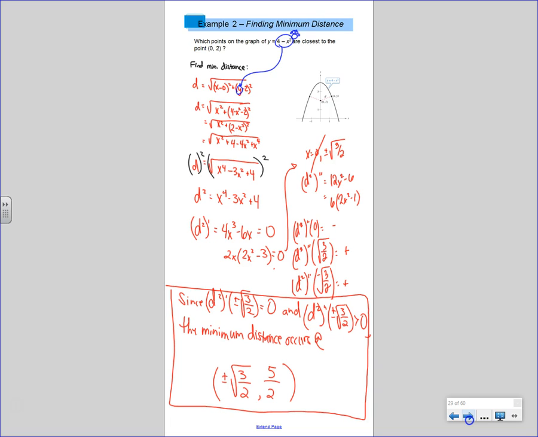Why would you have to write plus or minus if it doesn't change? Well, it says which points are closest, so technically there are going to be points on either side. We could have almost done a positive since we showed that it would have a symmetric point on the other side. But I decided when they said which points that I would show them.